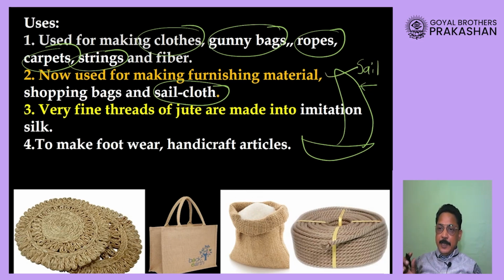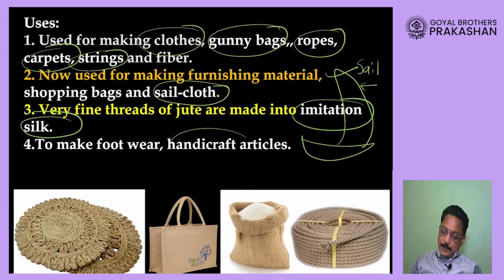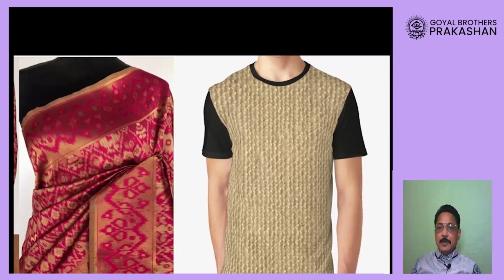Then this very fine jute looks like silk. It actually looks like silk. Therefore, it is used as imitation silk. Imitation means it looks like silk. So duplicate silk, you can say, and you can also use it for making a variety of handicraft articles, footwear, shoes, chappals, that means sandals, bags, belts, and so many other products. So in this way it's a very important one.